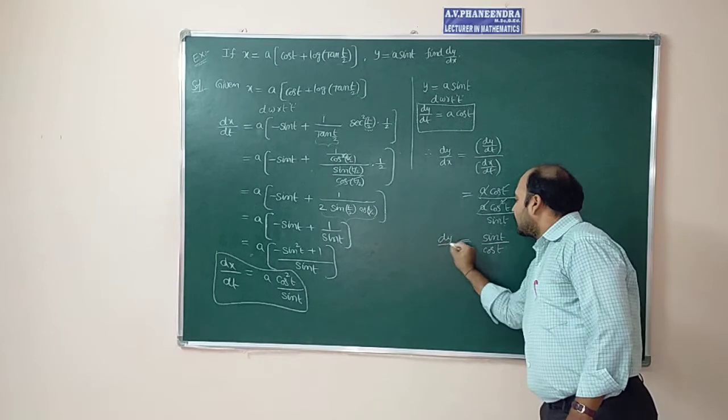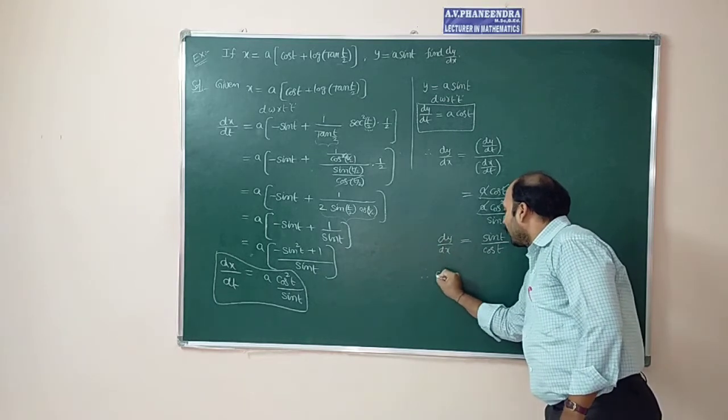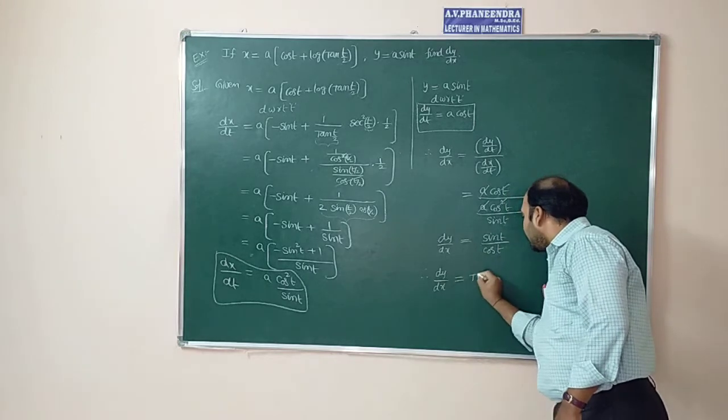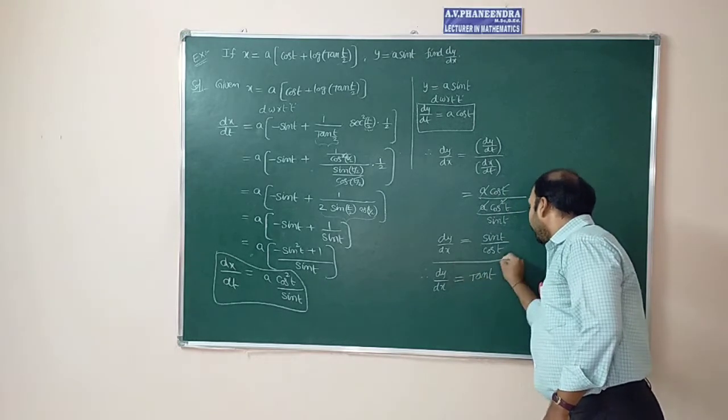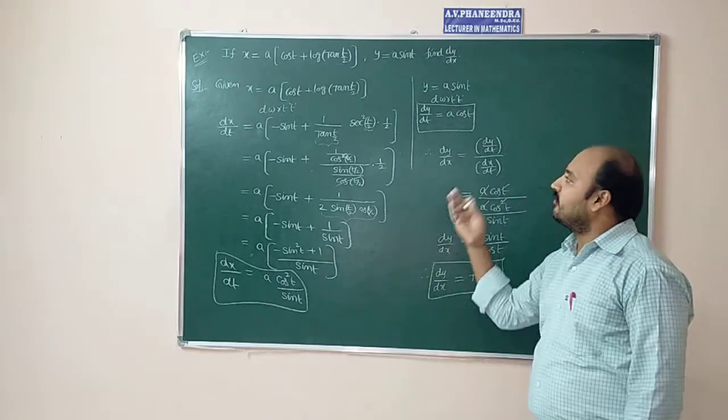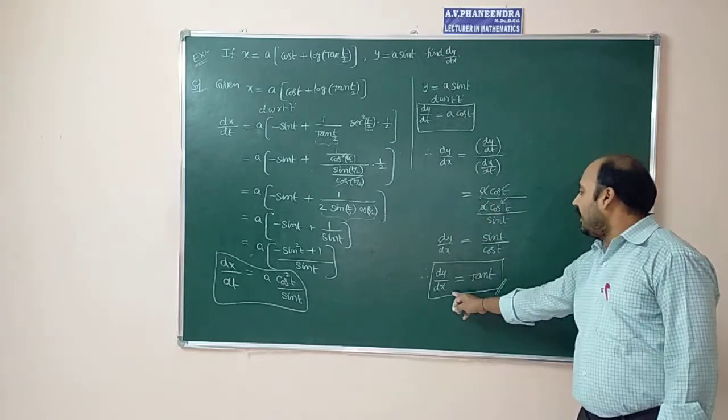Dy by dx is equal to sin t by cos t, which is tan t. Therefore, for the given functions, the derivative dy by dx is equal to tan t.